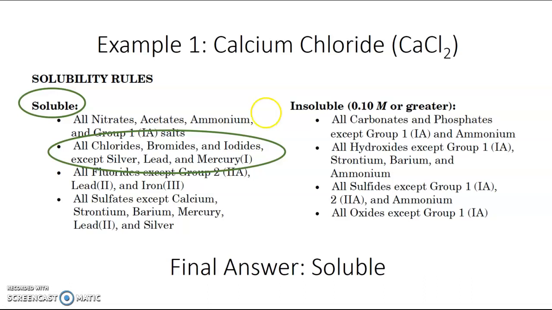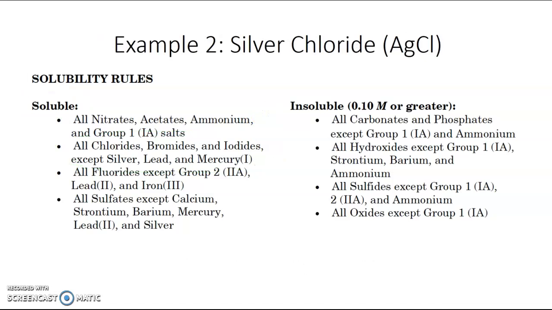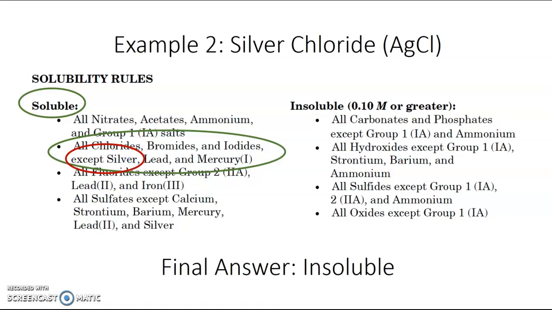But what if we did have one of the exceptions? So let's look at an example, silver chloride, AgCl. We're again going to start with our anion. We'll find the list that involves chlorides, and then we'll check our exceptions. Our cation is silver, which is listed as an exception. So unlike most chlorides, silver chloride is not going to be able to dissolve in water. Instead of being on the left-hand side with most of the chlorides, silver chloride will be on the right-hand side, unable to dissolve in water.